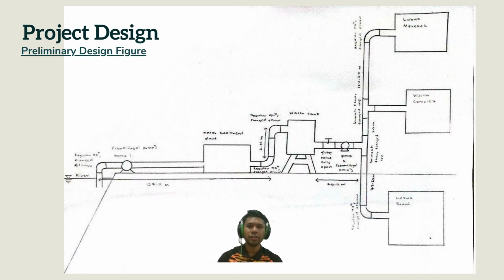Okay, let's continue with the project design. Preliminary design figure. This is the first design that we have discussed and sketched based on the site layout of Endau-Rompin National Park. We get the site layout on the internet. This national park get the water source from the river, which is Selai River.